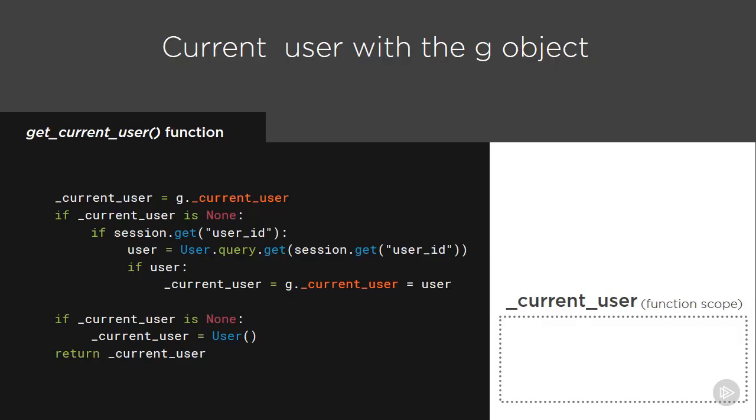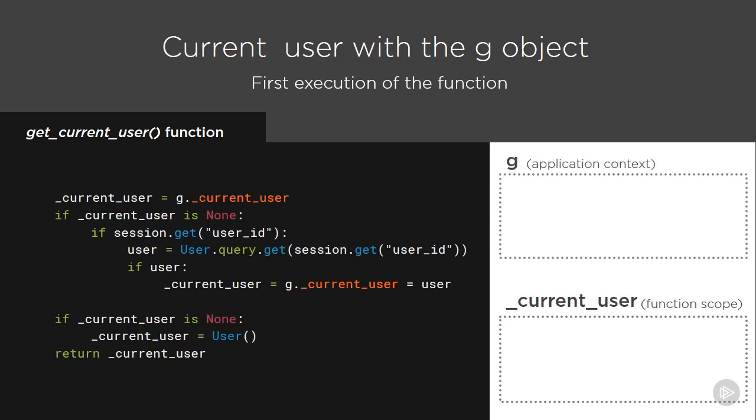Let's see how this works with the diagram. Imagine that the request comes in and the application context appears. Inside of it, we have the g global variable. We need the current user, so the local proxy calls our function. It first checks if the gCurrentUser property has a logged in user. This is the first time that the function is executed in this request lifetime, so of course it doesn't. So the current user variable is none.